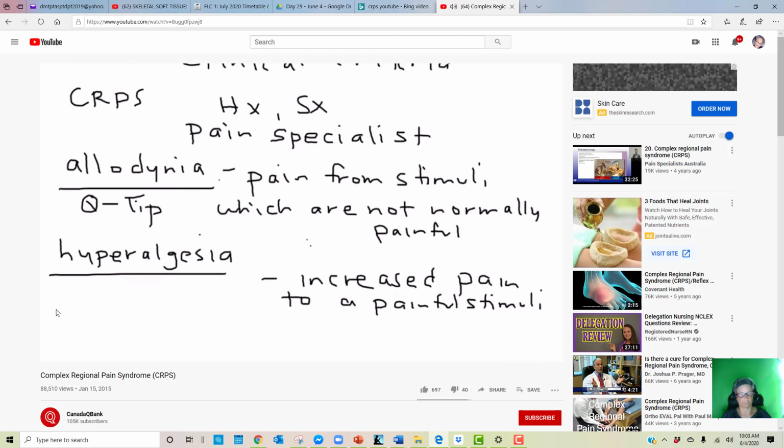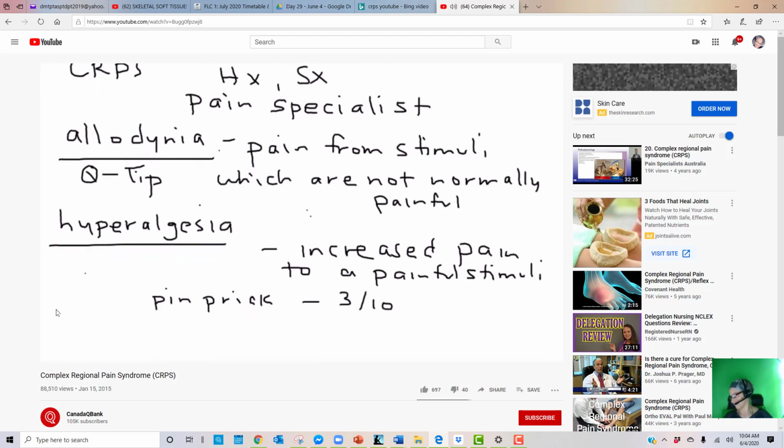So for example, let's say a normal person, you prick their skin with a pin. And you say, well, how much pain did that cause you? And they say, well, on a scale from 1 to 10, it was about 3 out of 10. Then you take a patient with CRPS and you do the same pin prick, and then you say, well, how much did it hurt you on a scale from 1 to 10? And they'll say, whoa, that was really painful. So that's what's happening here. Increased pain due to a painful stimuli. That's another characteristic of CRPS.